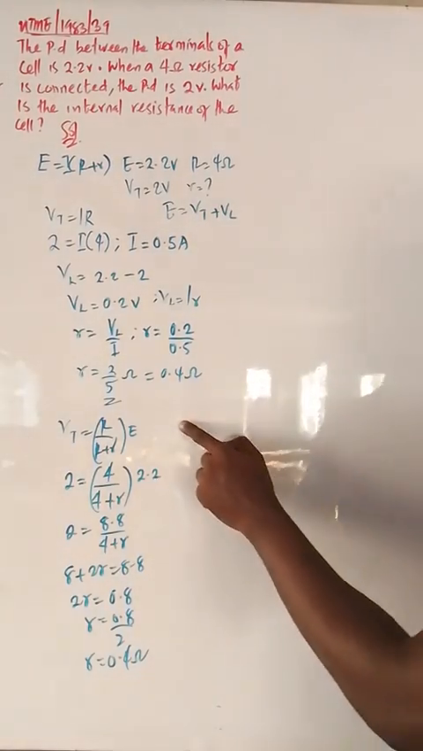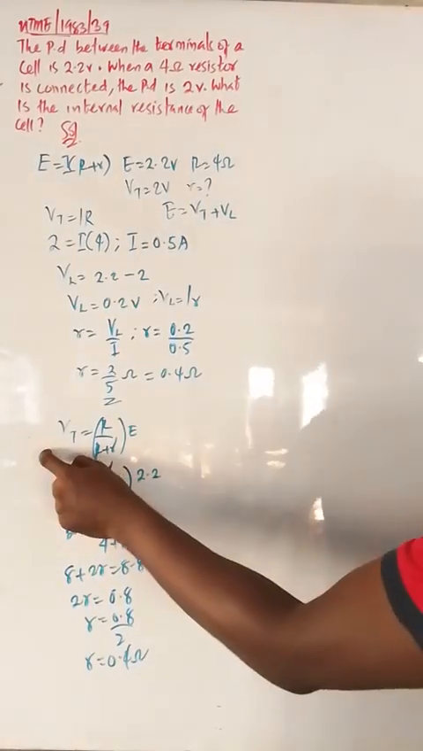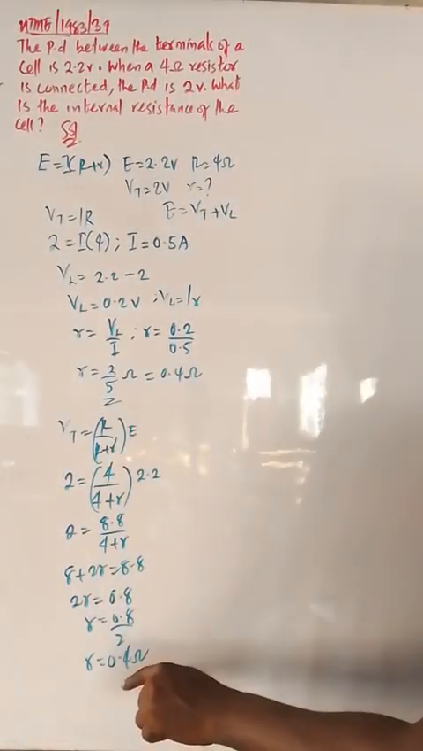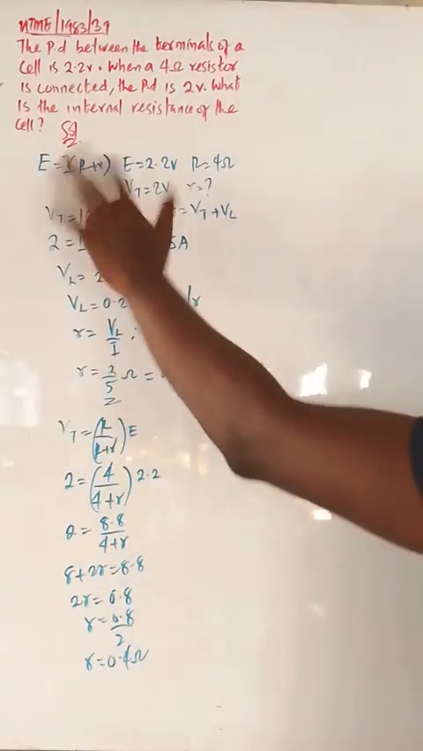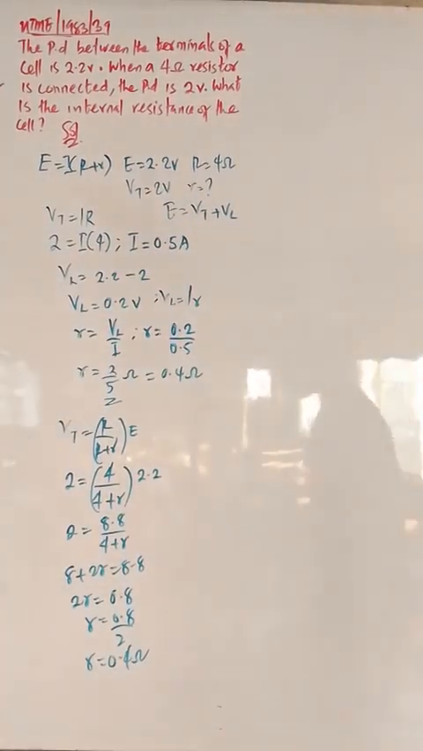So for this voltage divider rule, if you are given the EMF and terminal voltage and you are not looking for the current, the best is to use this. Or if you know how to play your way around this, you can also use this. Select your option.